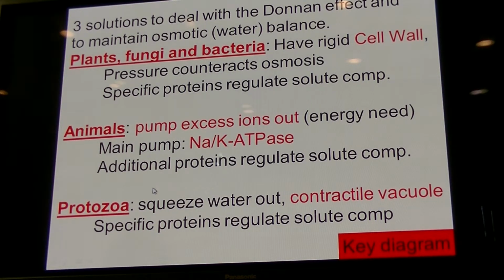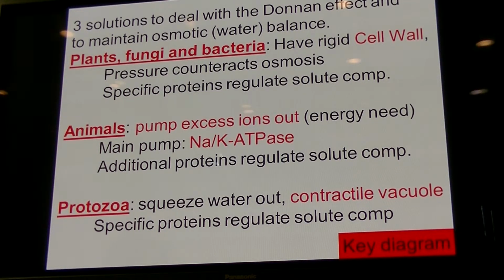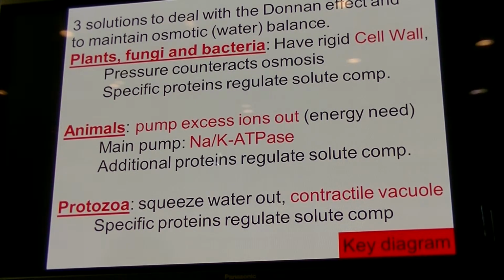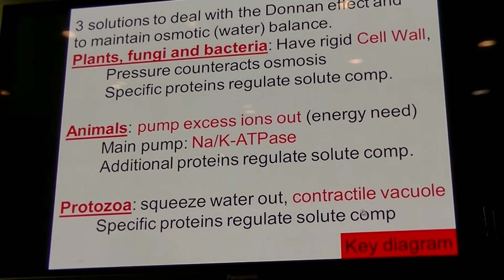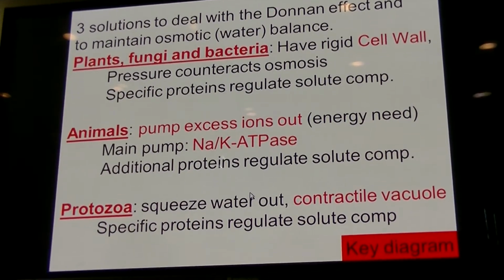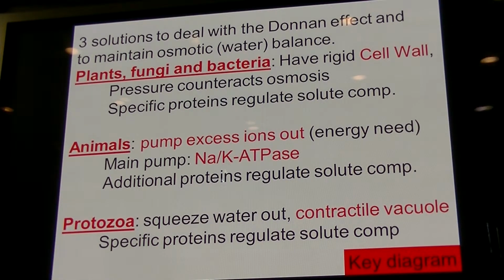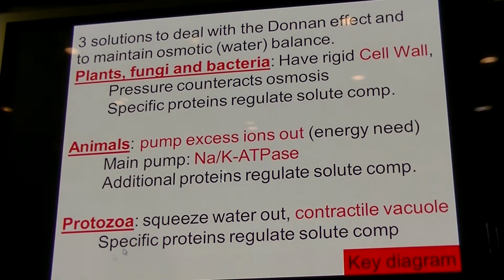There's a third solution that some microorganisms use. Some microorganisms, protozoa, have a vacuole that's a contractile vacuole. It's actually a place where ions are sequestered, water follows, and this vacuole is then emptied by mechanical force. So the contractile vacuole also removes excess water and ions. We still need specific proteins to regulate exactly the ion composition in the cytosol. So I think you should know the three solutions to the problem caused by the Donnan effect.